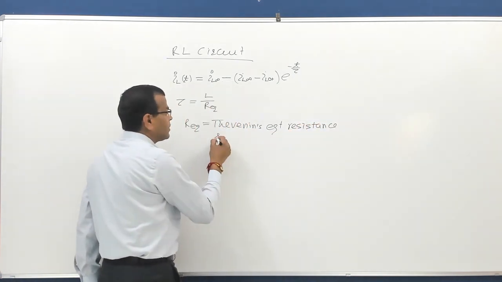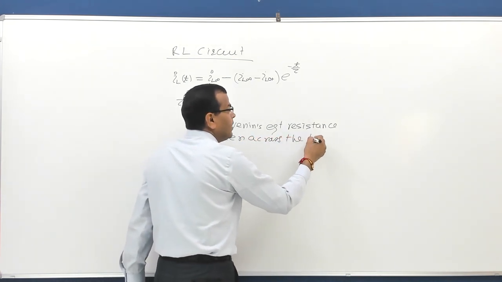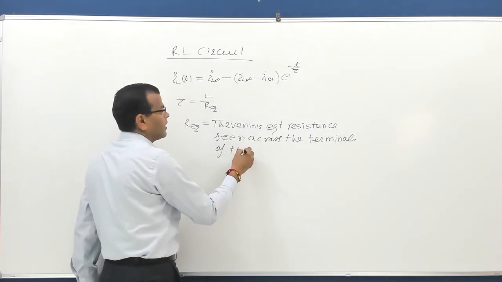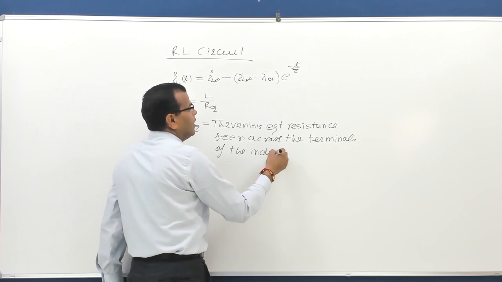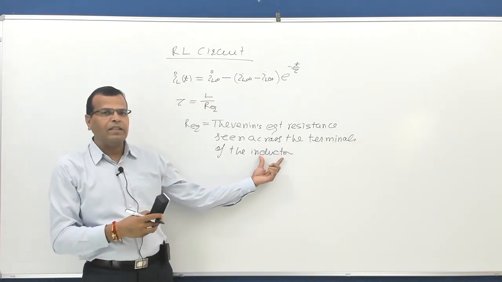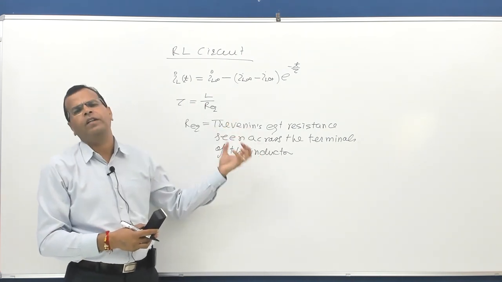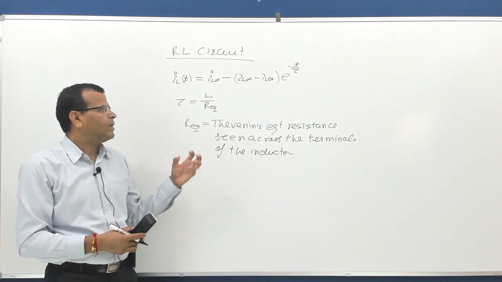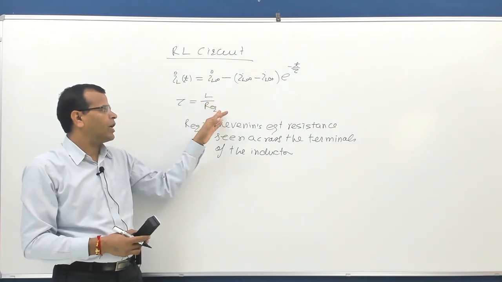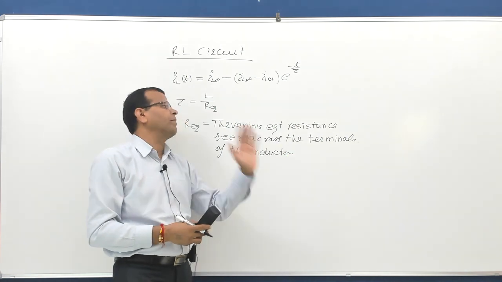seen across the terminals of the inductor. Remember this. What we do, we will see the resistance seen across the terminals of the inductor, and that is the Thevenin equivalent. We will see the procedure for how to find the Thevenin equivalent resistance, but for the time being just remember tau is the time constant, that is L by R equivalent, where R equivalent is the Thevenin equivalent resistance seen across the inductor terminals.